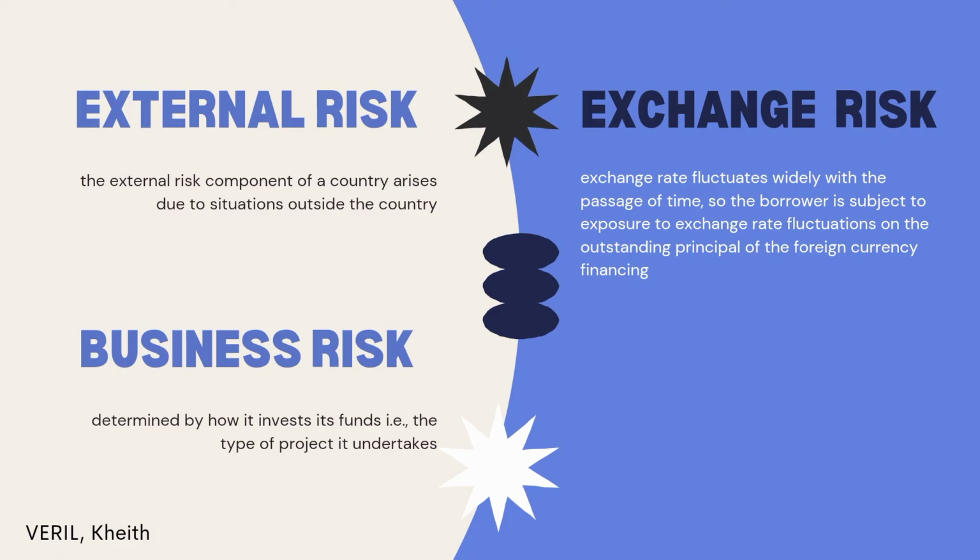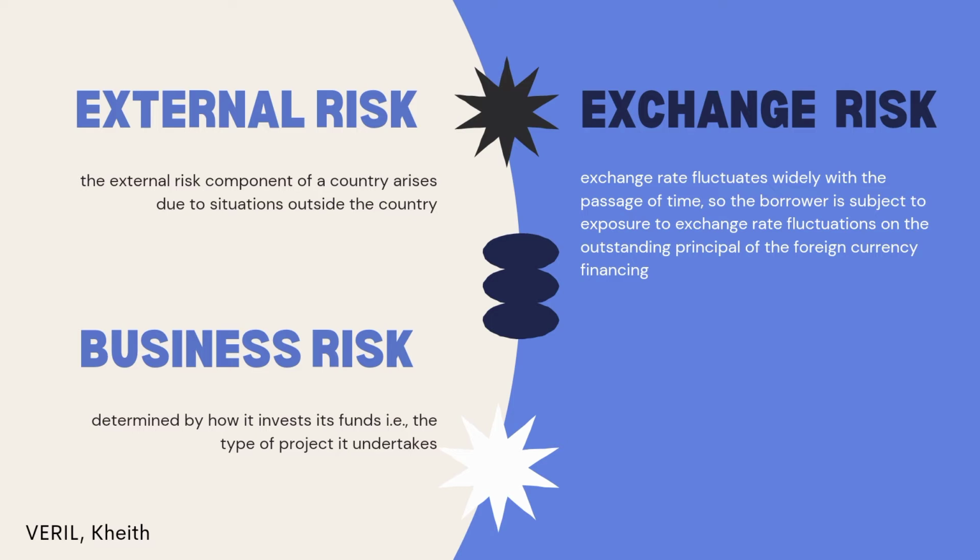Next is external risk. The external risk component of a country arises due to situations outside the country. For instance, if the borrower nation is located beside a country that is at war, the country risk ratios of the prospective borrower will be higher compared to the case if its neighbor is at peace. Although the borrower nation may not be directly involved in the conflict, the chance of spillover may exist.